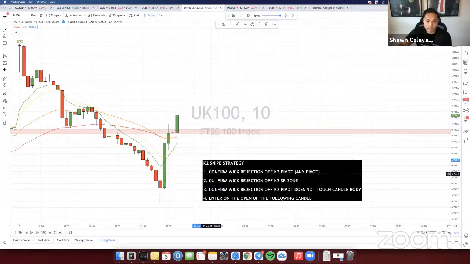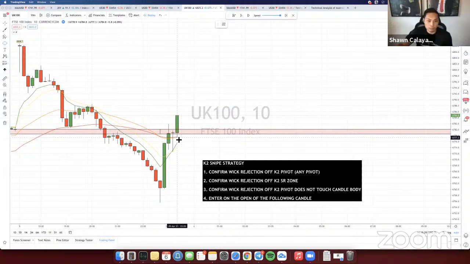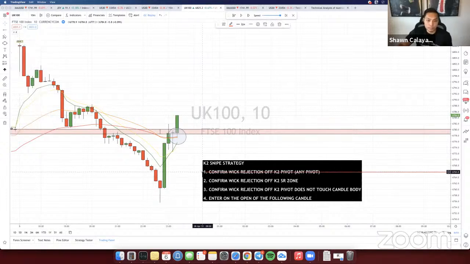So the first requirement is to confirm a wick rejection off the K² pivot, which can be any pivot. Looking at this green candle right here, you can see that this wick, this lower wick, is rejecting off both the red and orange pivot, right? So with that said, that's going to satisfy the first requirement because we just want to confirm a wick rejection off the K² pivot. It could be any pivot. It doesn't matter if it's the green pivot, yellow pivot, red pivot, orange pivot, as long as it's rejecting off one. So after rejecting off that, that's going to be the first requirement.